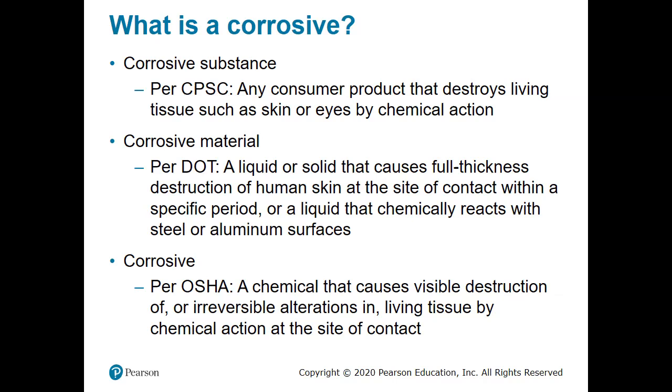So CPSC says that a corrosive substance is any consumer product that can destroy living tissue such as the skin or the eyes by chemical action. The DOT has a similar definition, talking about liquids and solids that cause full thickness destruction of human skin at the site of contact.